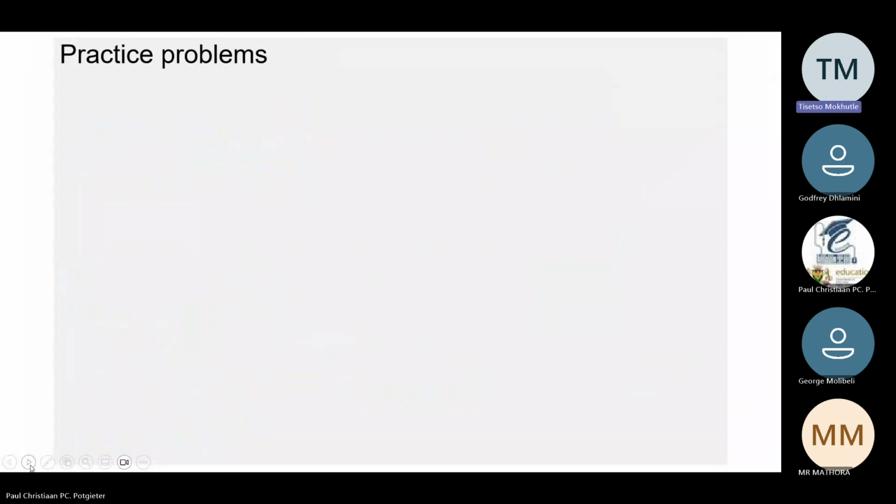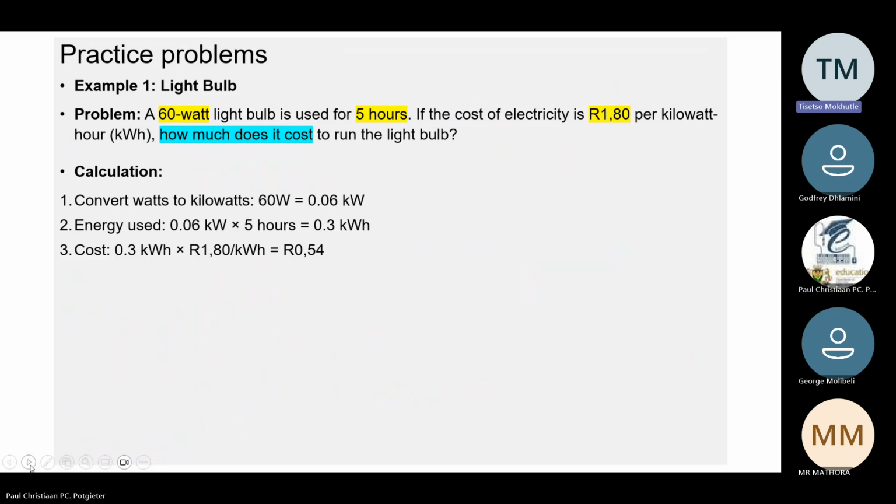Okay, here are the practice problems. We're gonna do two. The first one is about a light bulb. It says here, a 60-watt light bulb is used for 5 hours. You'll realize I have highlighted the most important things from the equation. So learners must always be careful to underline all the values that you are going to use for your calculations.